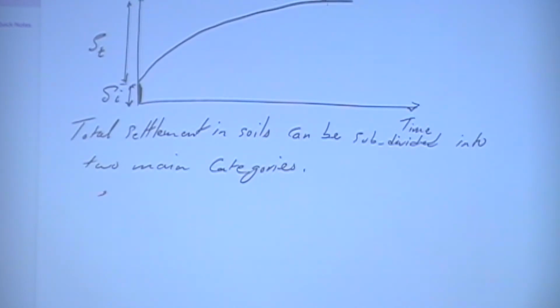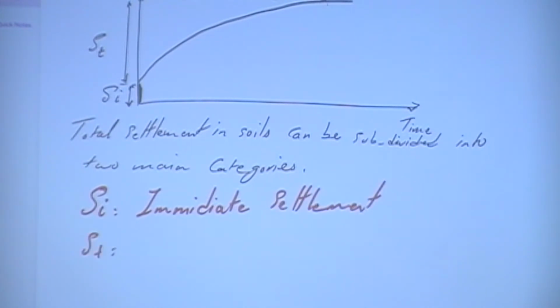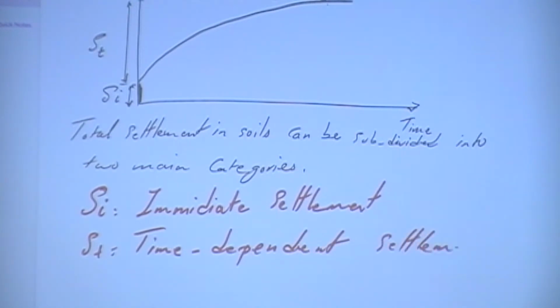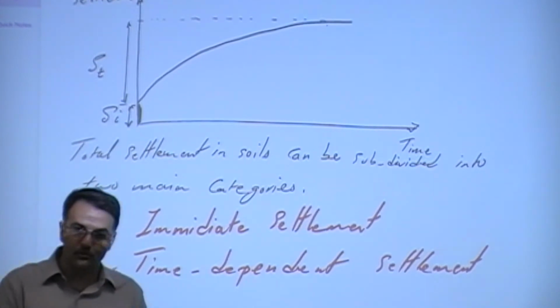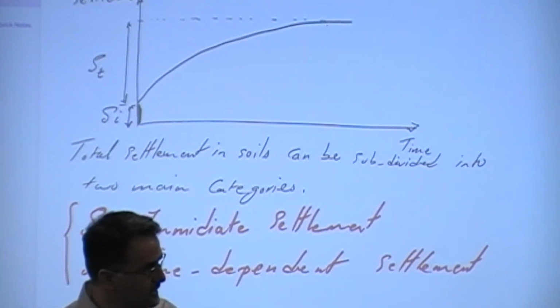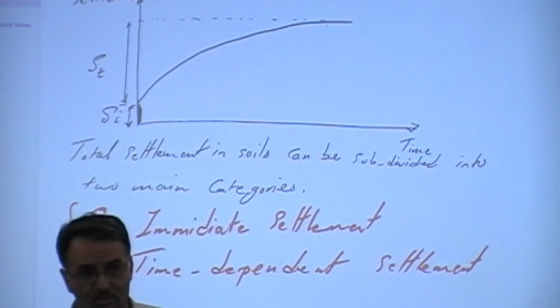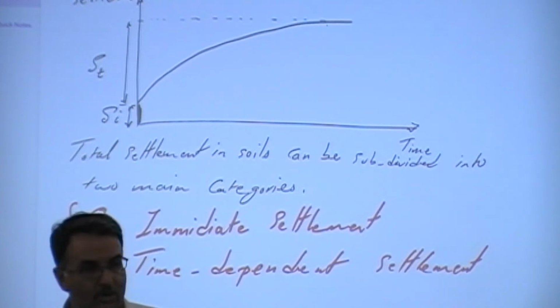First one would be S sub I, which is immediate settlement. And S sub T is called time-dependent settlement. As you can see, in the first segment, there is no time dependency. It happens immediately. As soon as you apply the load, you see some deformation immediately develop underneath the loading condition that we have. But the second part has to do with time. As the time passes by, the deformation increases with time.